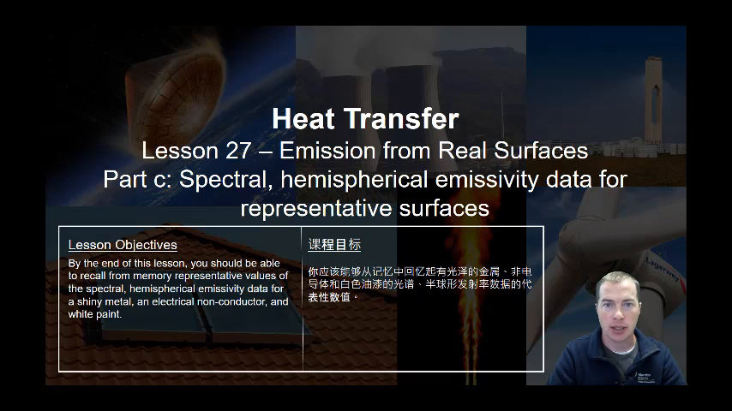By the end of this lesson, you should be able to recall from memory representative values for the spectral hemispherical emissivity of a shiny metal, an electrical non-conductor, and white paint. By extension, you should also know a representative value for the spectral hemispherical emissivity of black paint. On with the lesson.